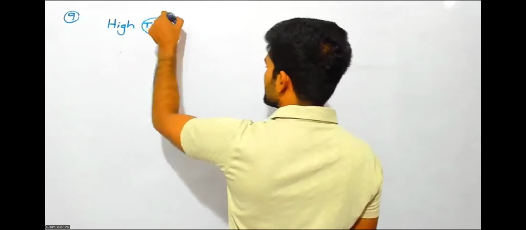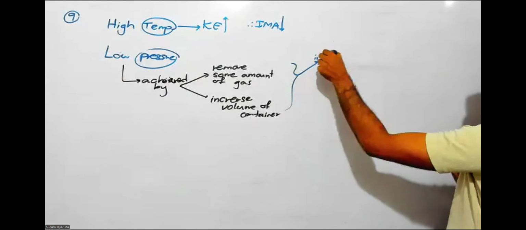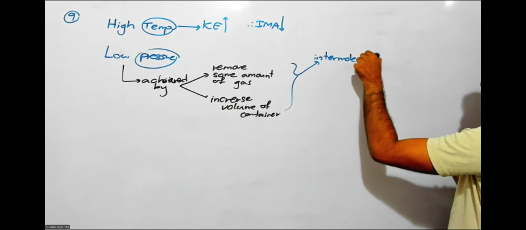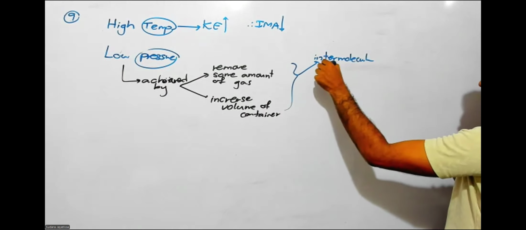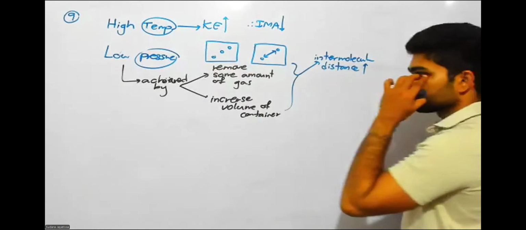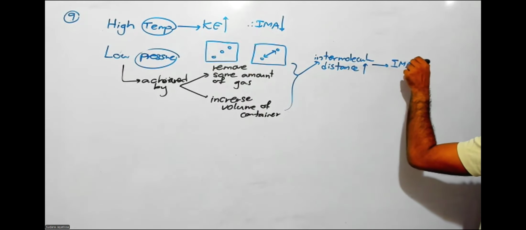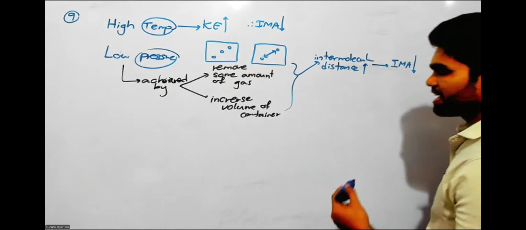Okay? So when you remove the gas, or when you increase the volume, two things can happen. The first one is that the intermolecular distance gets higher. Let's say in this container there were 3 molecules, but if you remove one, now the distance is higher, isn't it? So because of that, what will happen? Intermolecular attractions are weakened. Then it can reach ideal behavior.